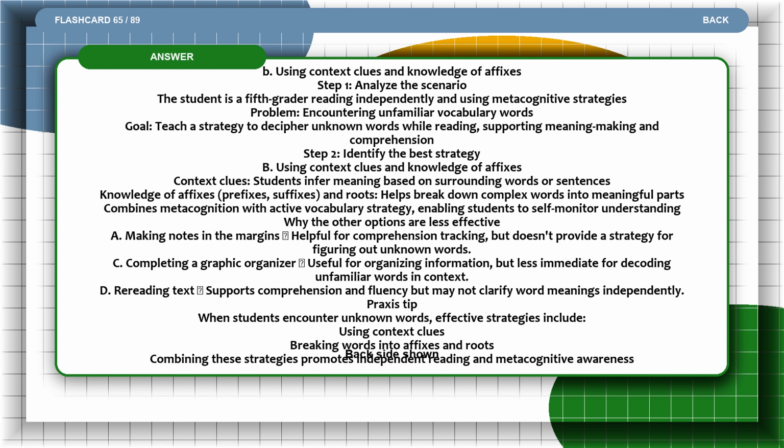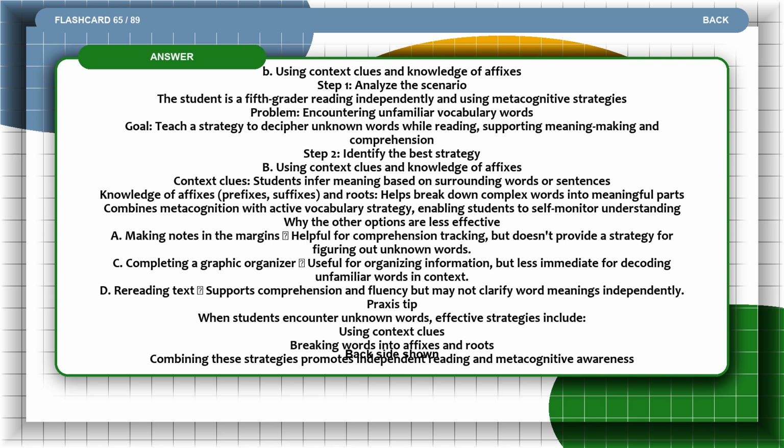Context clues: students infer meaning based on surrounding words or sentences. Knowledge of affixes, prefixes, suffixes, and roots helps break down complex words into meaningful parts. This combines metacognition with an active vocabulary strategy, enabling students to self-monitor. Understanding why the other options are less effective: Making notes in the margins. Right arrow helpful for comprehension tracking, but doesn't provide a strategy for figuring out unknown words.